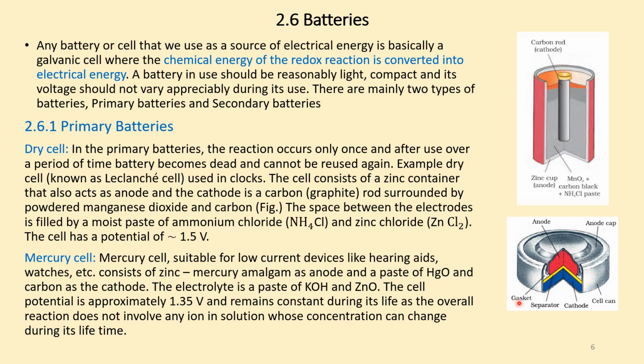The cell potential is approximately 1.35 volts and remains constant during its life as the overall reaction does not involve any ion in the solution whose concentration can change during its lifetime. So the specialty of mercury cell is that the voltage remains constant during its life, as the overall reaction does not involve any ion in the solution whose concentration can change during the lifetime of the cell.